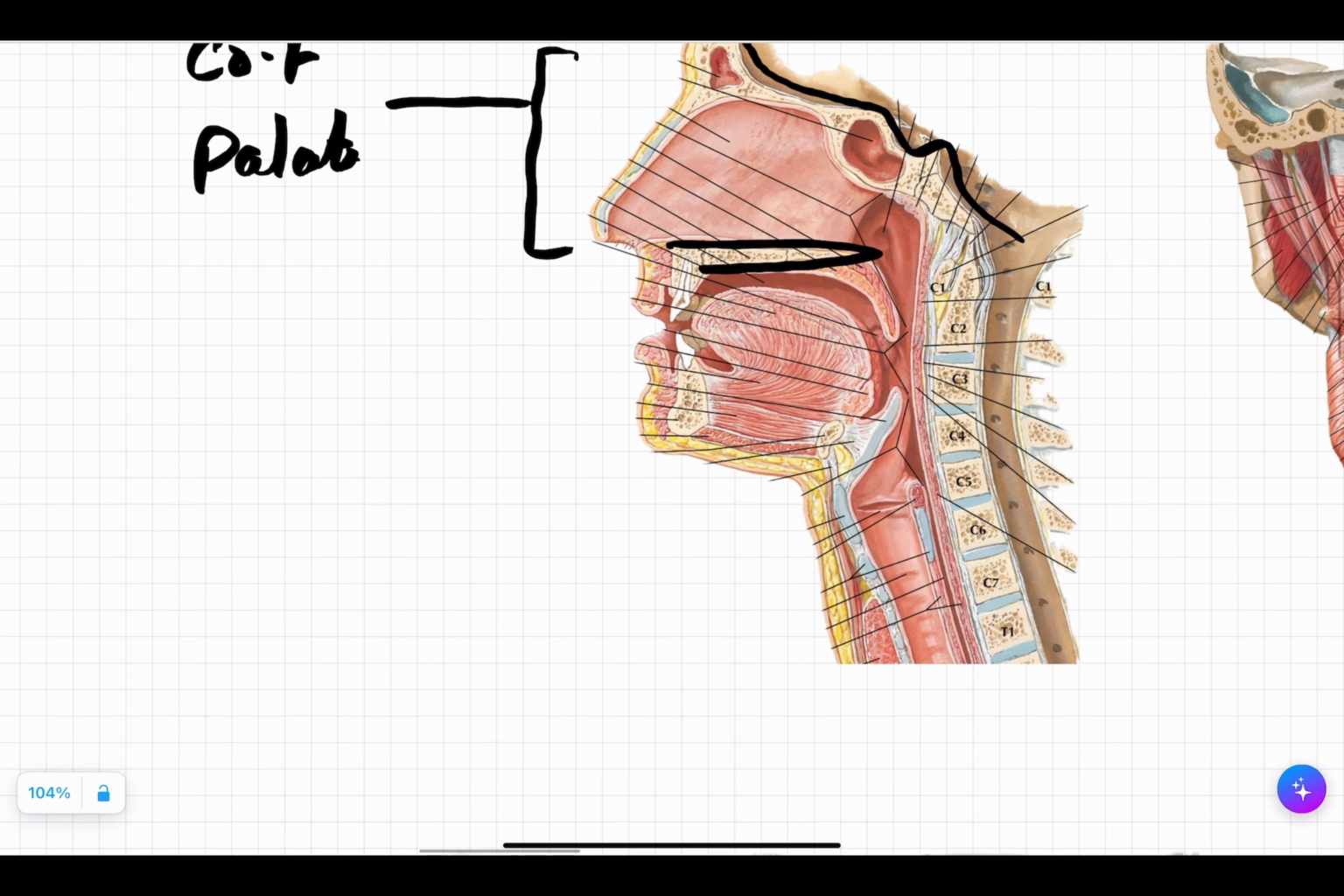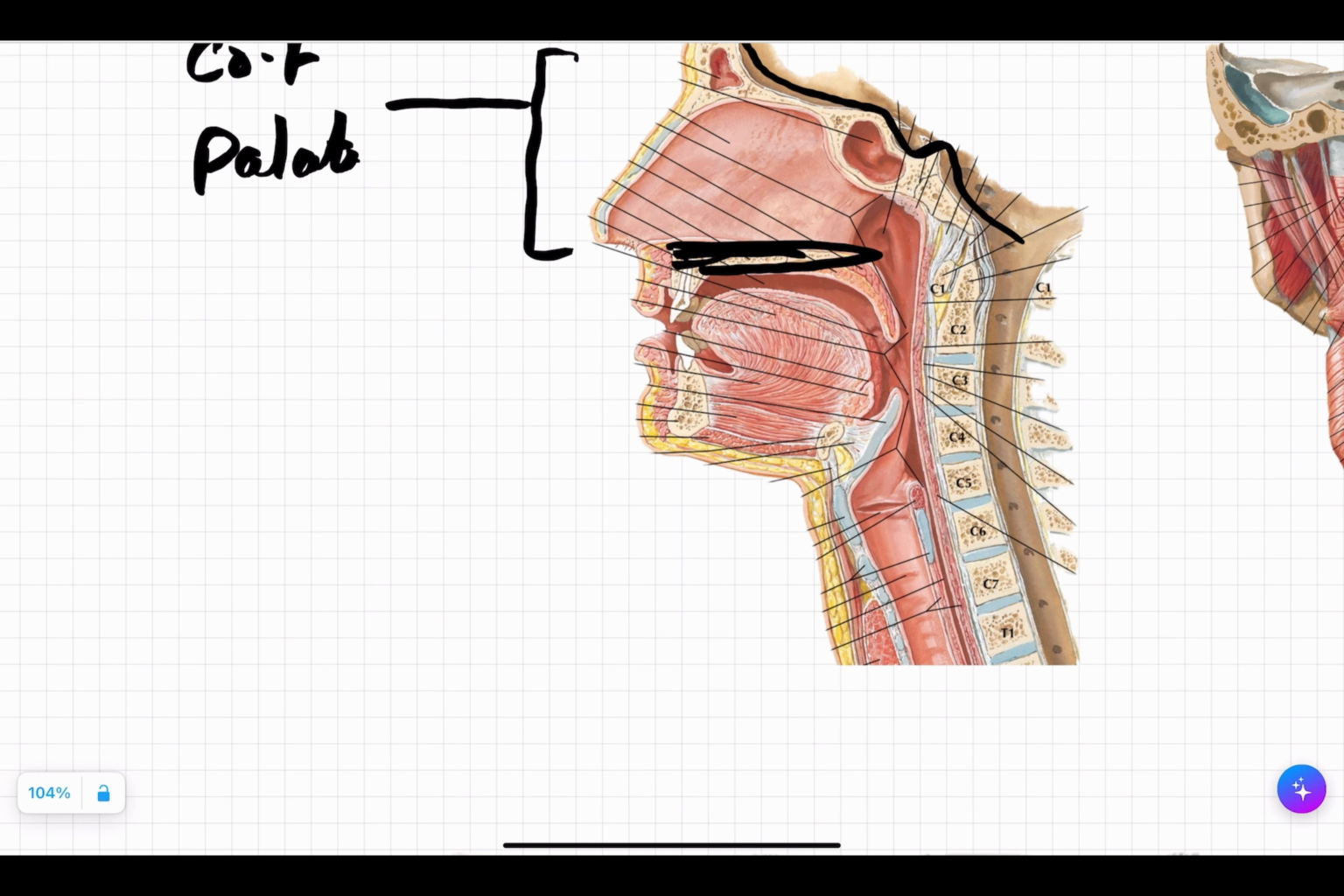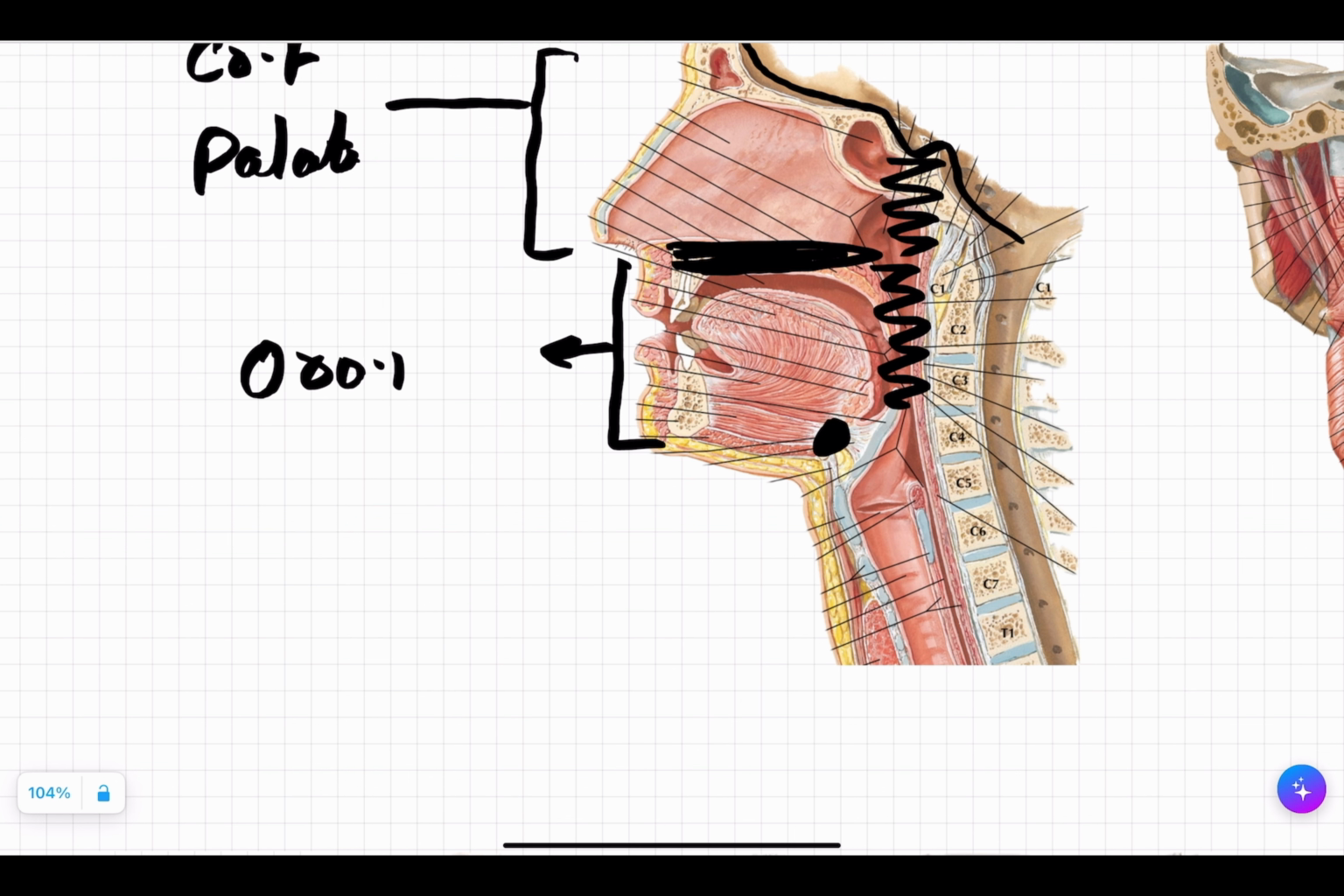Now your oropharynx extends between the palate and your hyoid bone. You see this bone? This is your hyoid. So your oropharynx present posterior to your oral cavity. Here, this part that you see here, this is your oropharynx. This is nasopharynx, between the cranial fossa and your palate level. Oropharynx between the palate and the hyoid bone.